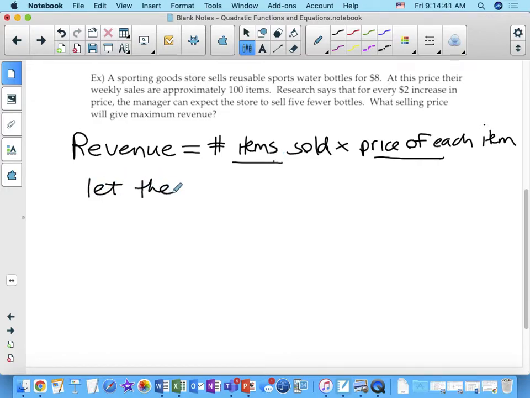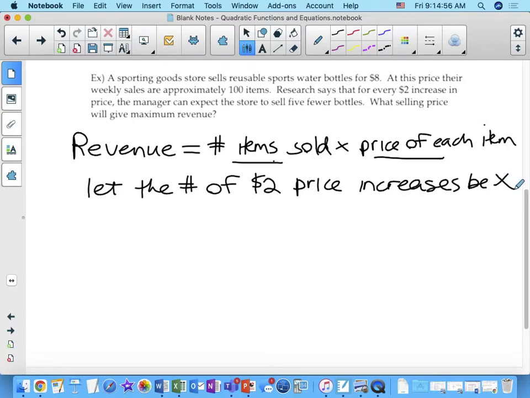Let the number of $2 price increases be x. Okay, now what we can do is we can actually come up with an expression for both the number of items sold using x and the price of each item using x. Okay, let's start with the price of each item.